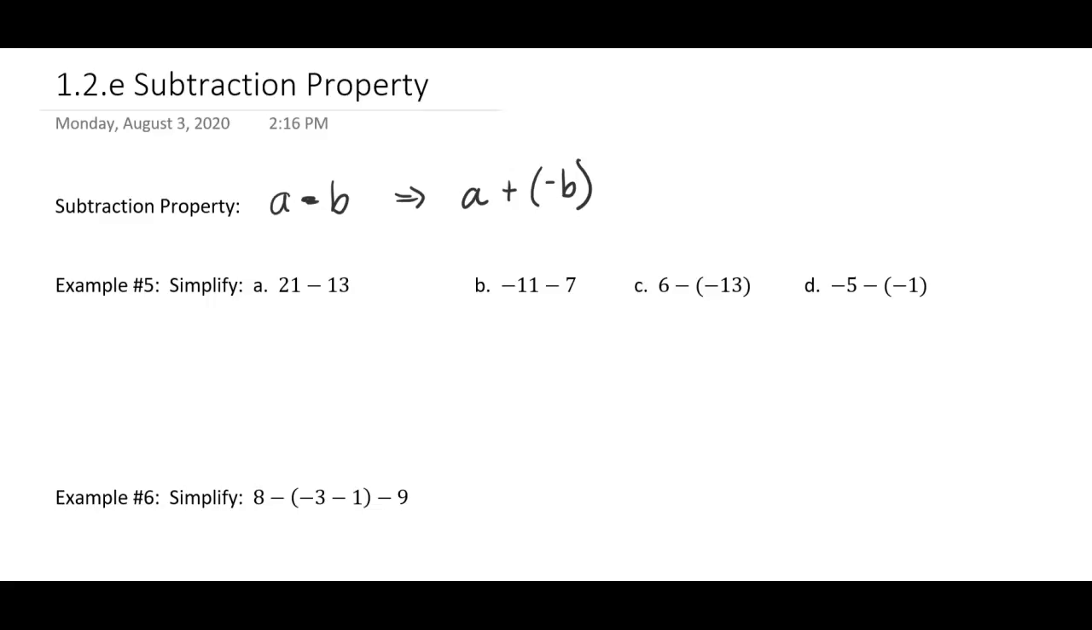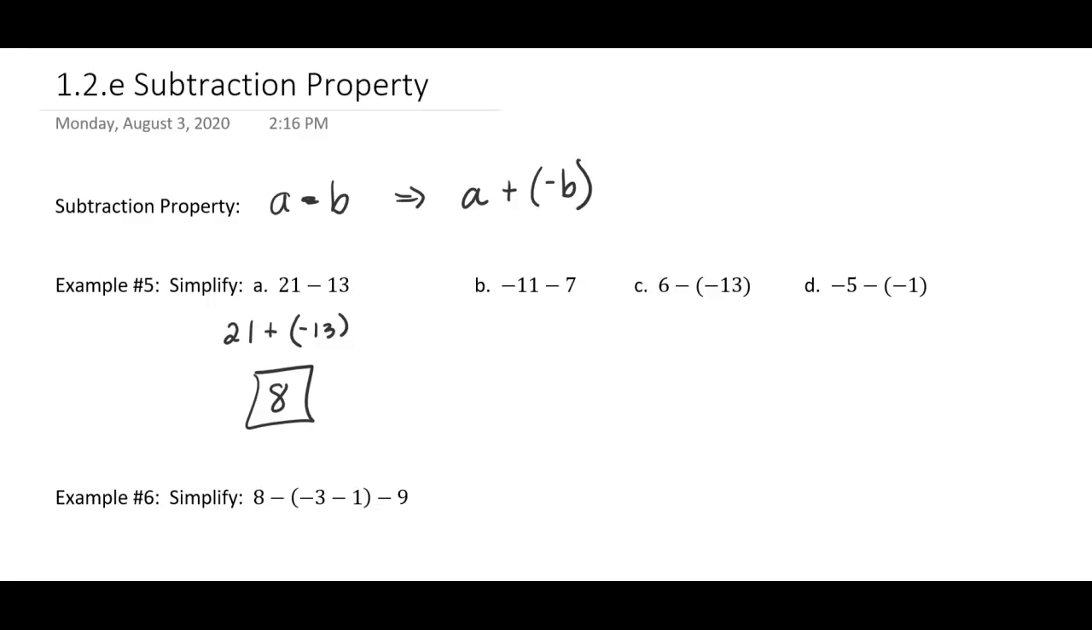So in my first problem, A, in example 5 here, I have 21 minus 13. I'm going to change it to 21 plus, and then I'm going to do the opposite of 13, which is negative 13. So it's kind of like you're scooting the subtraction sign over to the number behind it, okay? Now I can use addition, 21 plus a negative 13. $21 in the bank, I take out 13. What do I have? I have more positive, so it's going to be positive, and I get $8.